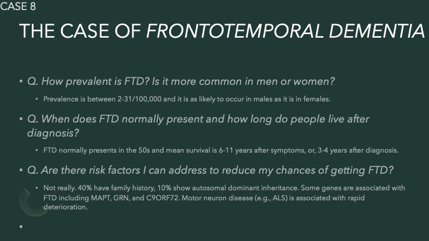Are there risk factors I can address to reduce my chances of getting FTD? Not really. 40% have family history, 10% show autosomal dominant inheritance. Some genes are associated with FTD, including MAPT, GRN, and C9ORF72. Motor neuron disease, such as ALS, is associated with rapid deterioration.